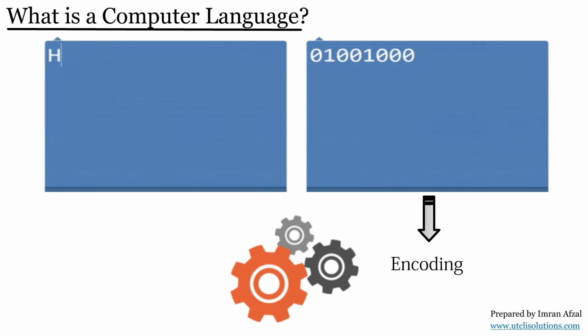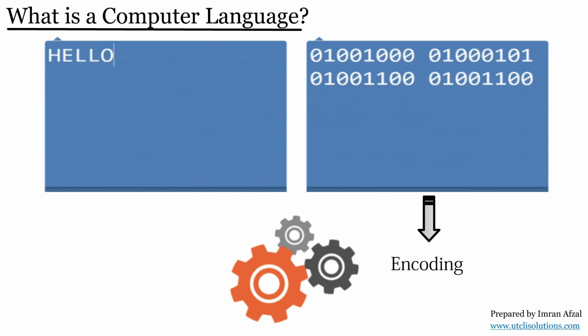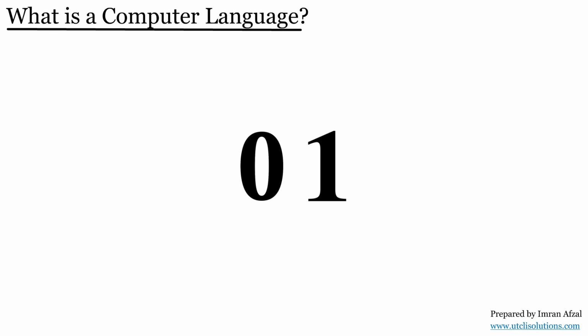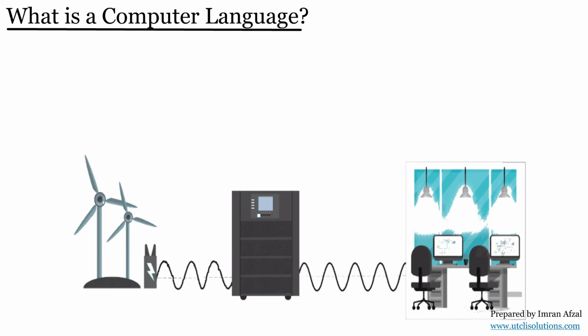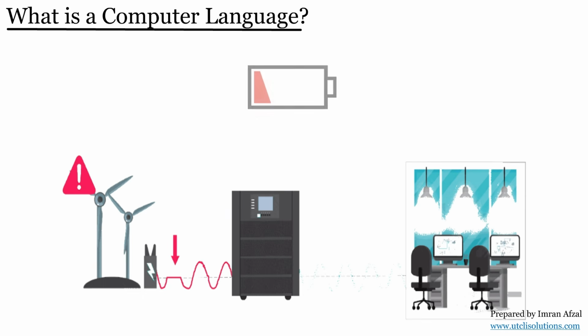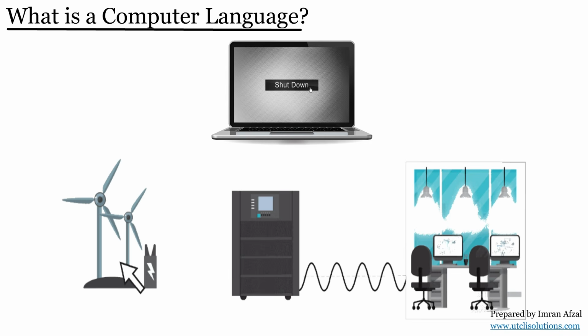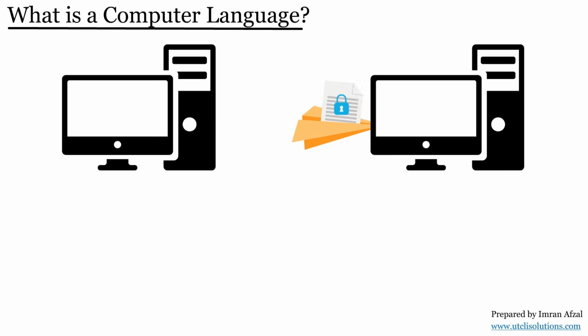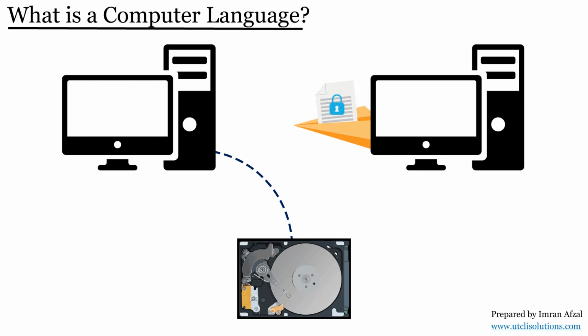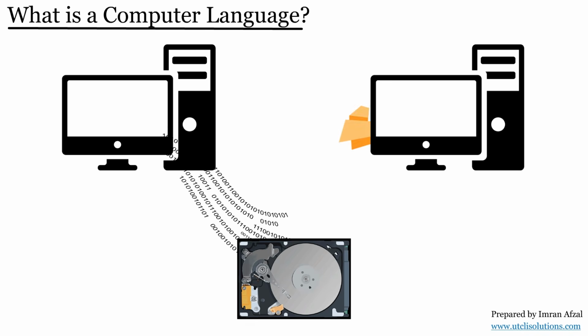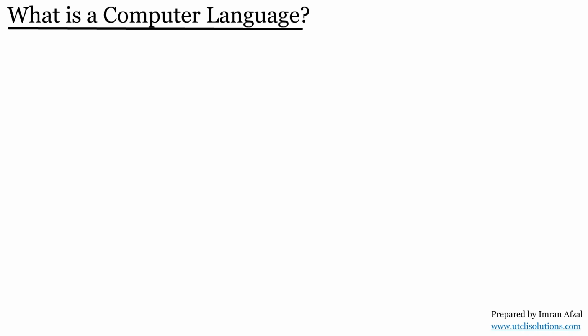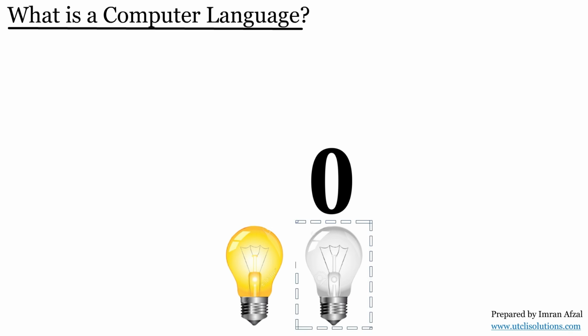Now, to better understand, let's visualize it. Now, where do that 0 and 1 come from? Your computer runs on electricity. If you unplug the power or if your battery runs out on your laptop, your computer will shut down, right? So to transmit the data, to save that data, the computer actually uses 0 and 1, and that 0 and 1 concept came from the electricity. 0 means off, and 1 means on.